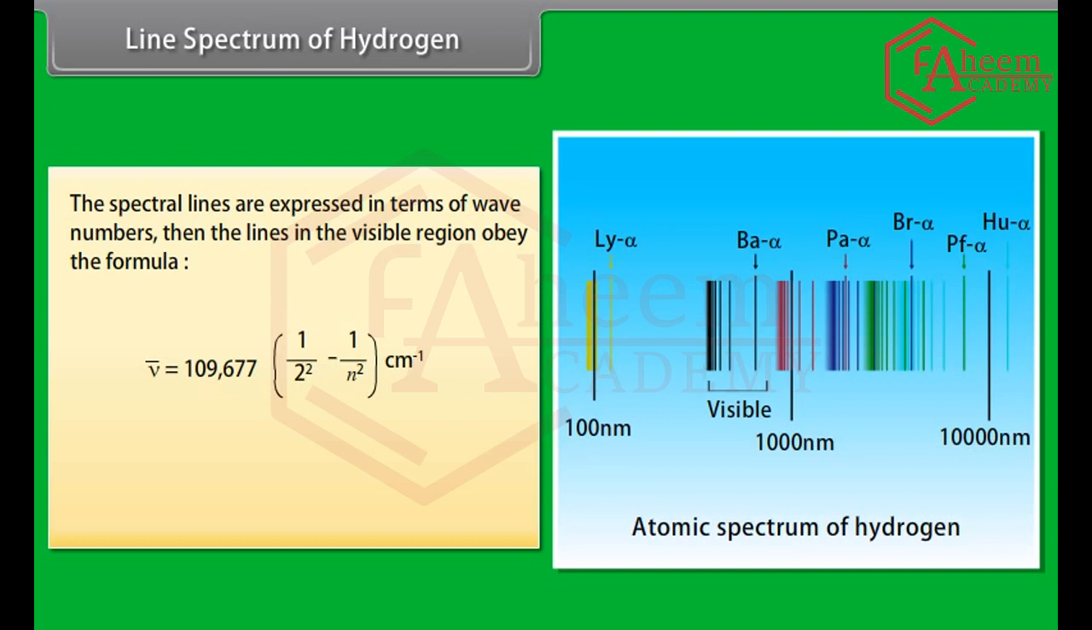Wave number is equal to 1,09,677 into 1 by 2 square minus 1 by n square per centimeter, where n is an integer equal to or greater than 3, that is, n is equal to 3, 4, 5 and so on.